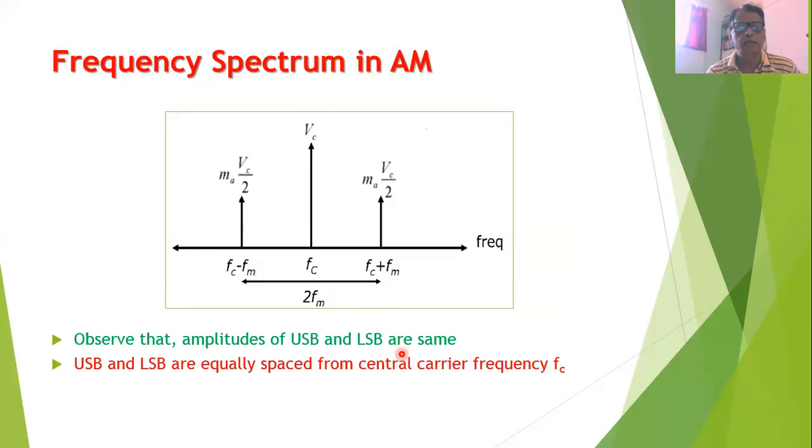Also, you will find that the upper sideband and lower sideband are equally spaced from the central carrier frequency fc. So this diagram, you can call it the frequency spectrum in amplitude modulation.